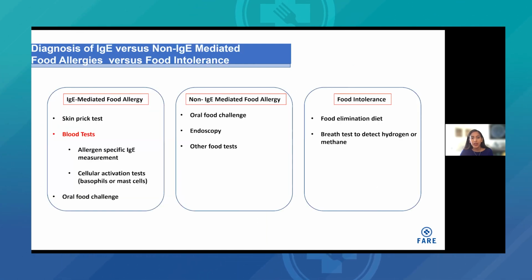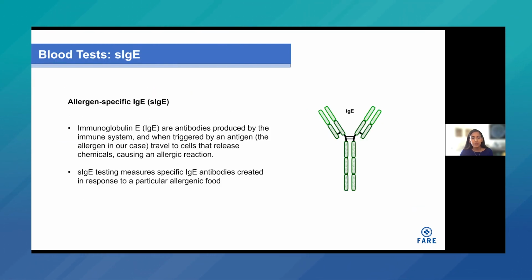Next, we can take a look at some of the blood tests used to diagnose IgE-mediated food allergy. We'll start with SIgE, or allergen-specific IgE. Now, immunoglobulin E food allergies indicate the immune system is involved, right? There's an immune response to a food protein.